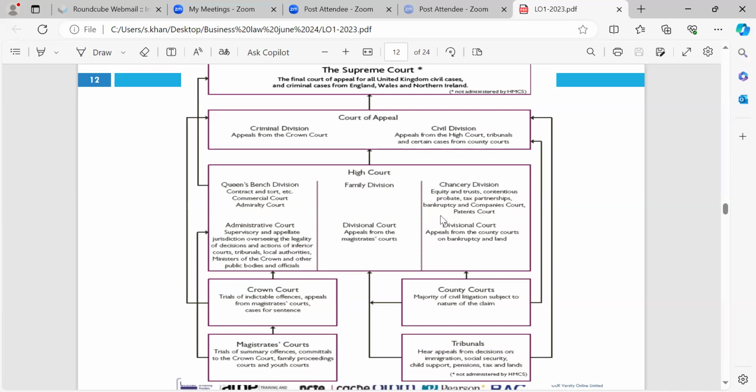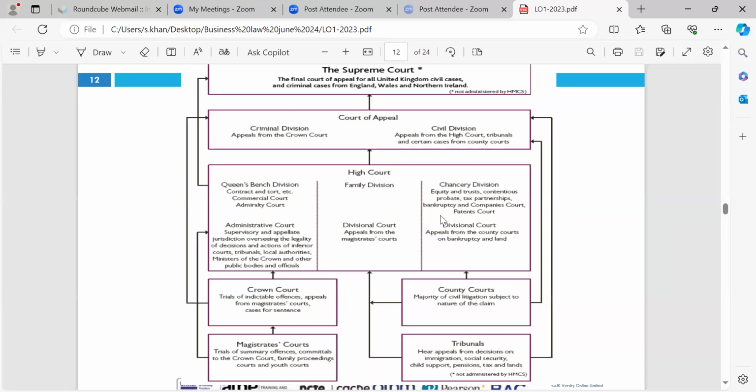Then, further down the hierarchy, is the High Court. As you can see, we've got the Queen's Bench Division, the Family Division and the Chancery Division within the High Court. So the High Court comprises 3 distinct divisions. Queen's Bench is now the King's Bench Division, along with the Chancery Division and the Family Division. Collectively, the 3 divisions of the High Court hear a wide range of civil cases.